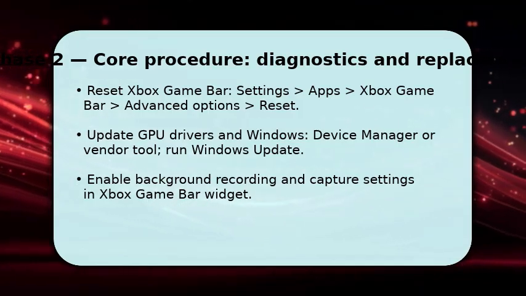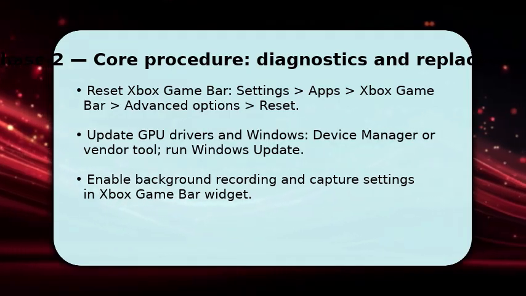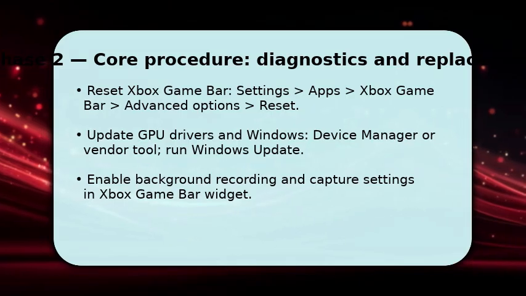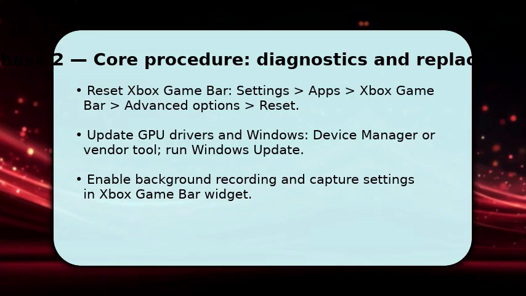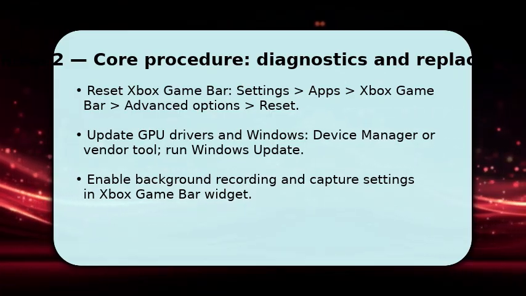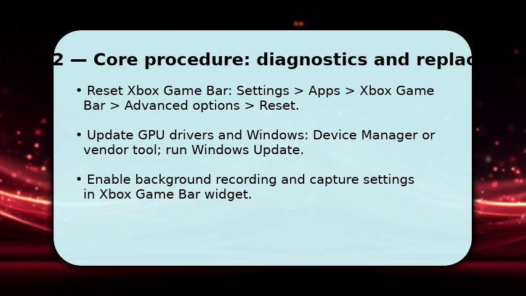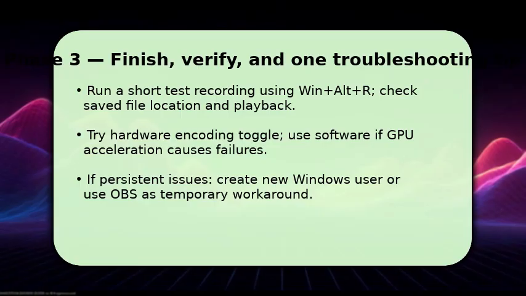Make sure background recording and capture options are enabled inside the Game Bar overlay so the system can buffer gameplay. Also confirm the Xbox-related services are running and that the app has permission to record the screen and sound. Finish by running a short test with Win+Alt+R and immediately review the saved file to confirm audio and video sync.